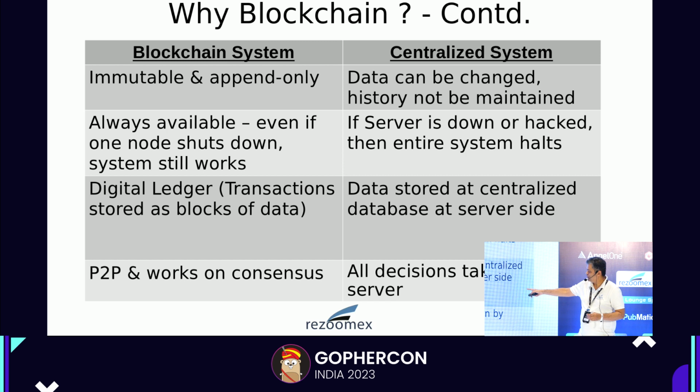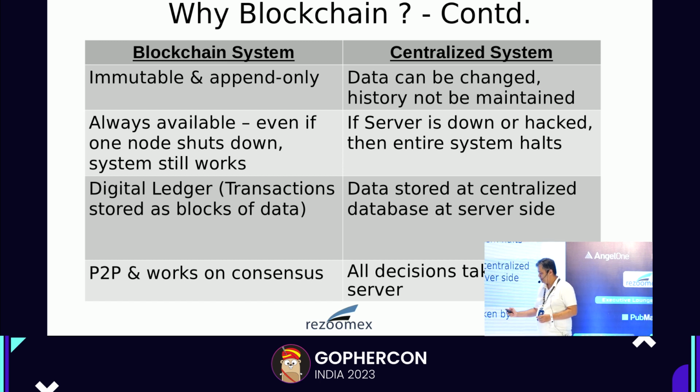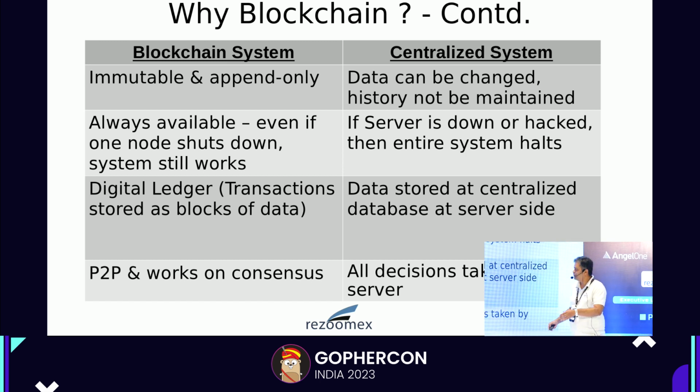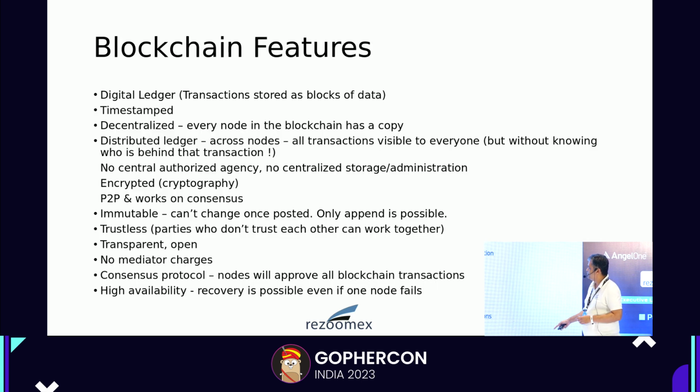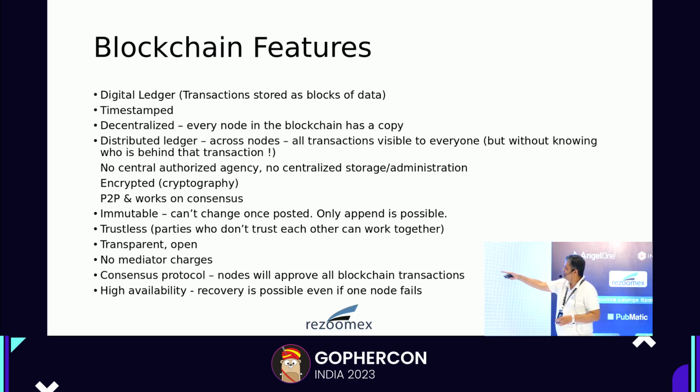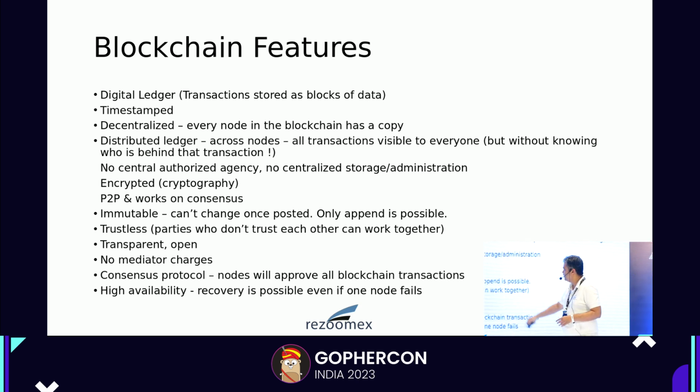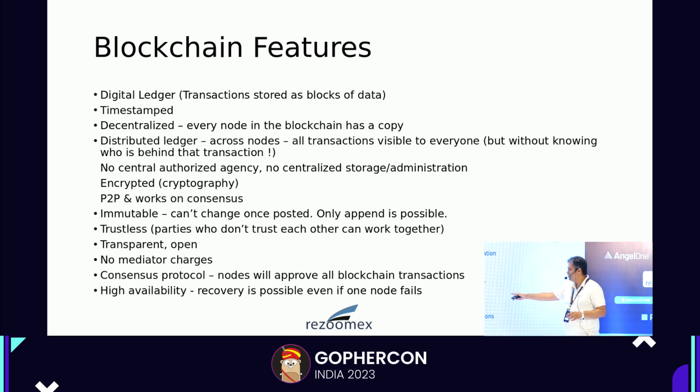P2P is peer-to-peer. Works on consensus is a very large topic. Basically, in short, what consensus means is how those nodes will decide when a transaction gets committed in the network. That is consensus. So there are various types of consensus, like proof of work, proof of stake, etc. Again, not today's scope. This is again just a summary of everything which I said just now. So timestamp. It uses cryptography, encrypted. No mediator charges. The high availability is an important property.